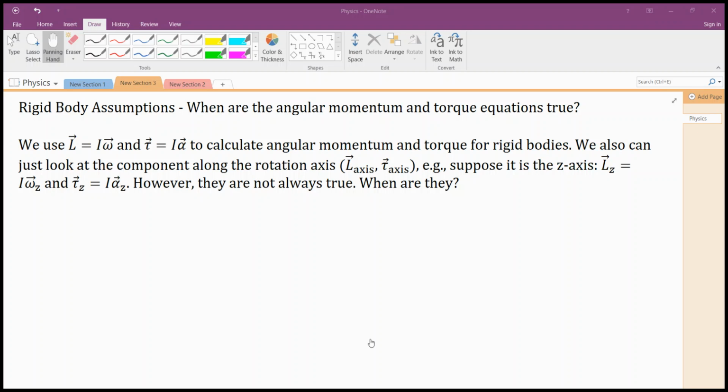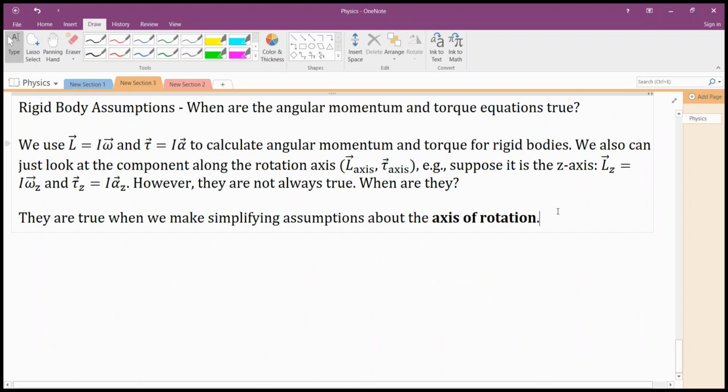Similarly, just looking at the component of these vectors of either angular momentum or torque along the axis of rotation, for example, suppose it is the z-axis, results in certain equations: Lz equals I omega z and torque z equals I alpha z. But these also are not always true. So when are they true? This video will seek to clarify the exact conditions when you may use these equations.